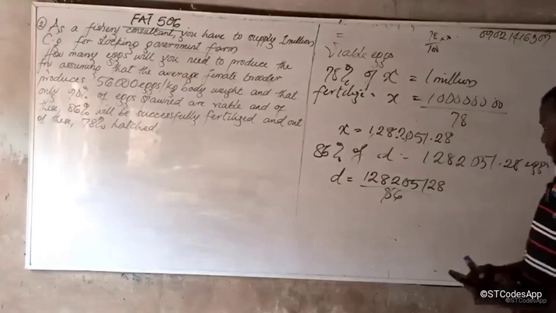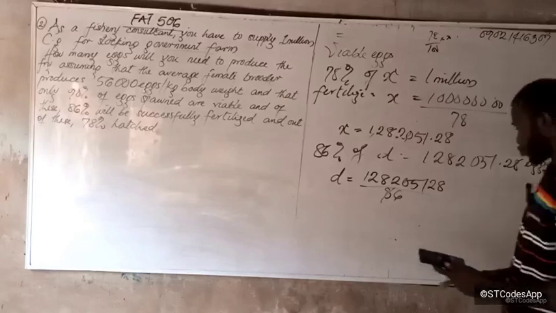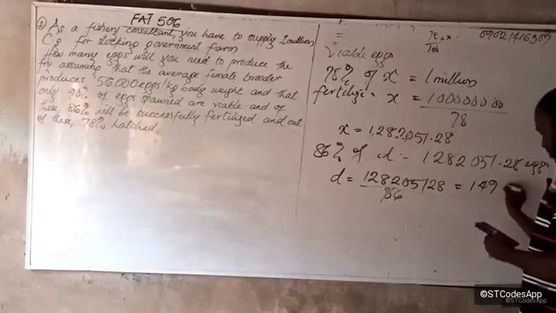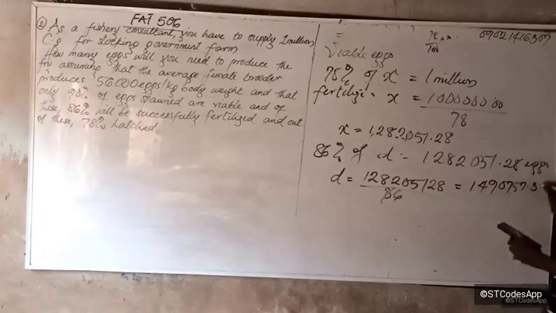Okay. So times 100 is equal to this, then divided by 86. So that becomes 1490757.305. So that's just 31 eggs.